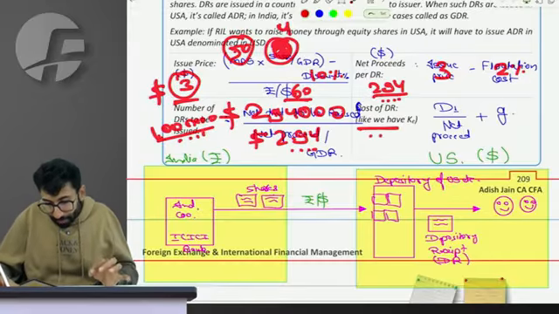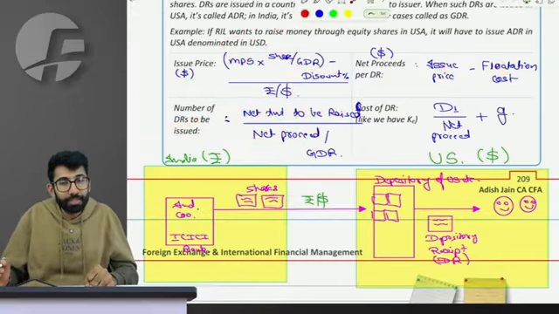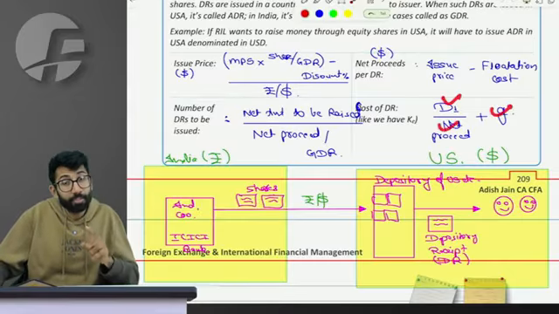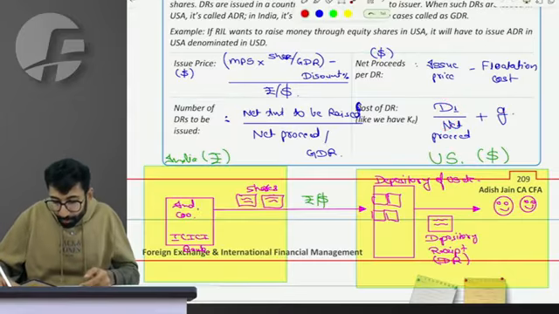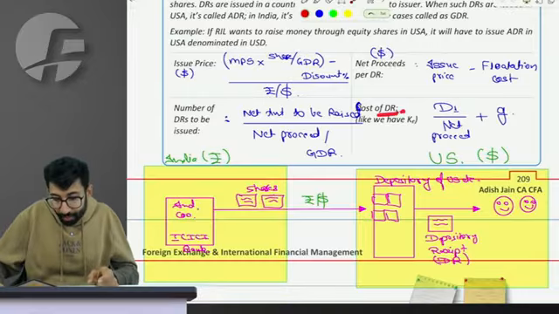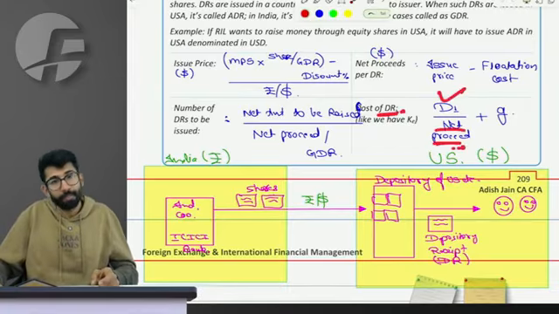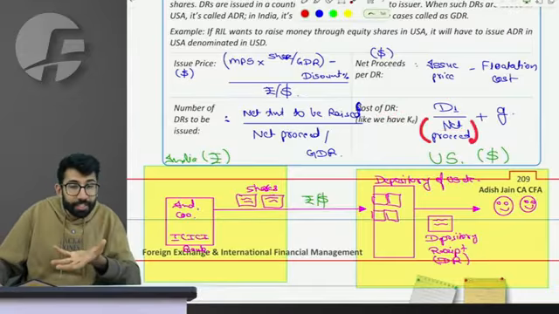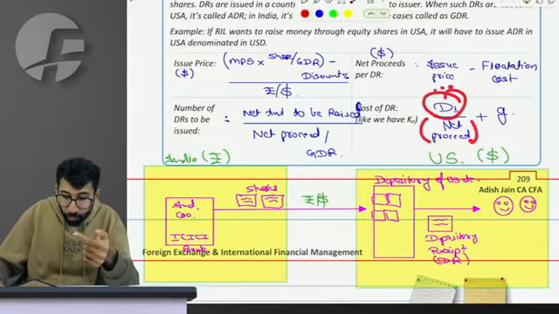One more thing, calculating the cost of depository receipt. Do you remember the cost of equity, Gordon's formula, D1 divided by P0 plus G? Very similarly, for the depository receipt, it is D1 divided by net proceed. The common sense is really simple. Whatever net proceed I will receive, on that net proceed I will have to pay a dividend.